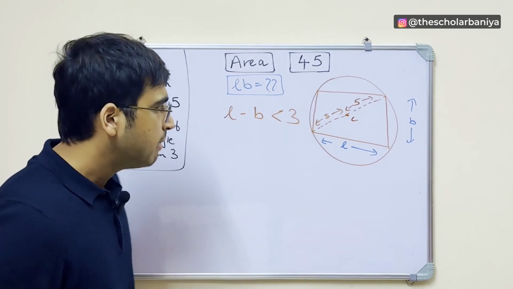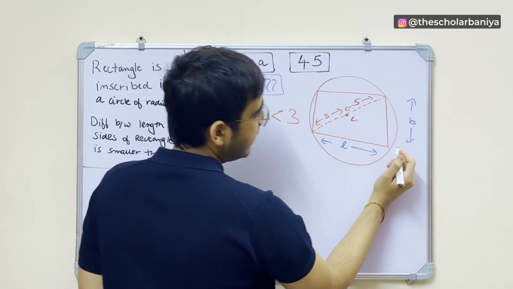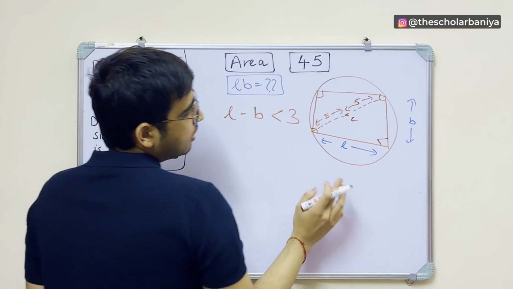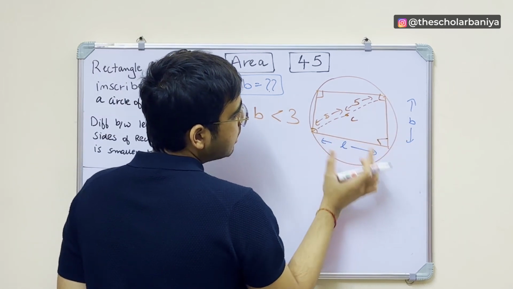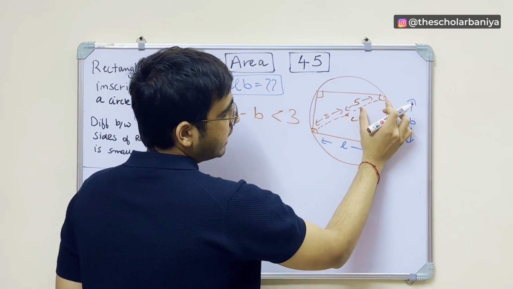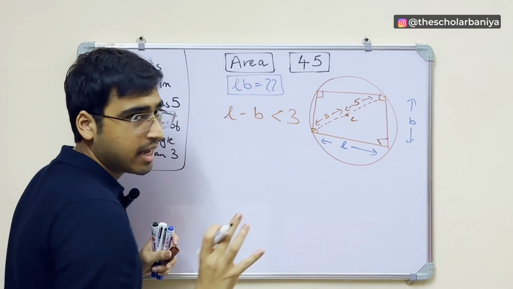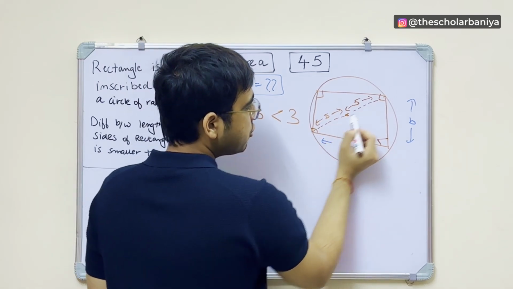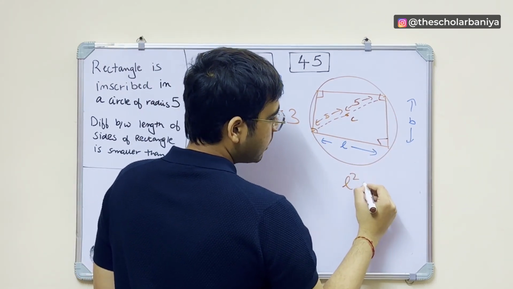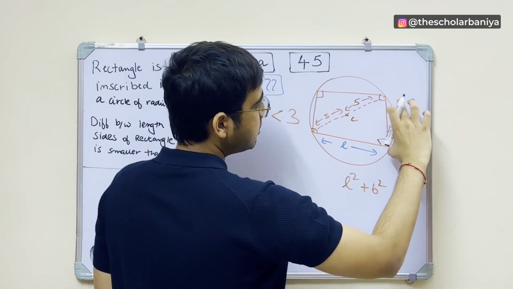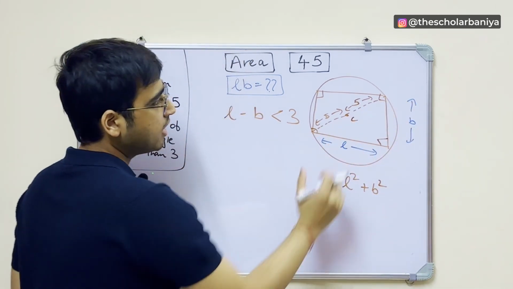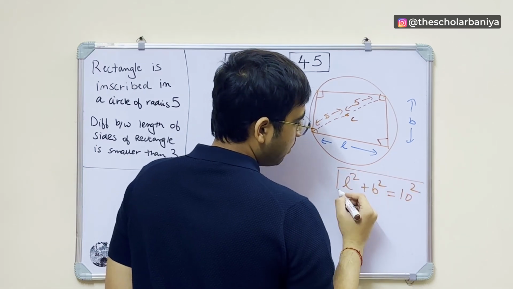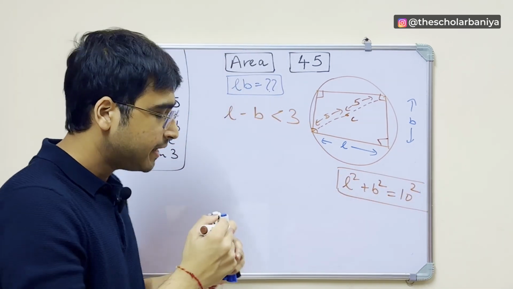Perfect. Now tell me one more thing. Obviously, this is a rectangle, right? So all these angles will be 90 degrees. So if this is a triangle, and this is 10, 5 plus 5, the radius plus radius, which is the diameter, and which is also the diagonal of the rectangle. So in this triangle, we can see L square plus B square is equal to the diagonal square, which is 10 square. I hope this also should be very clear, right?